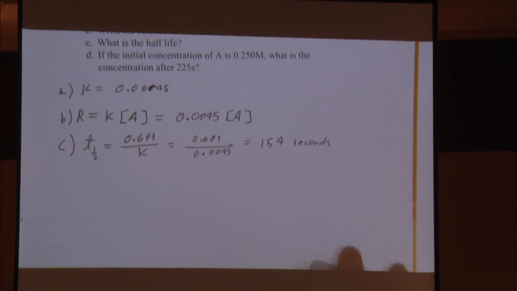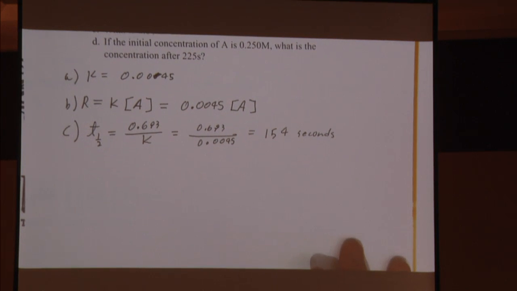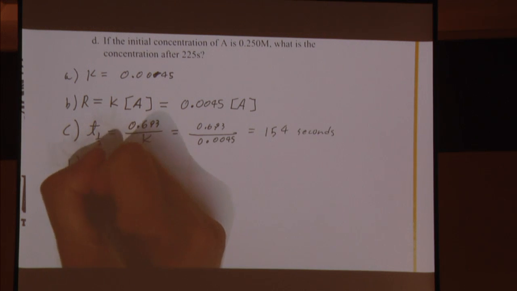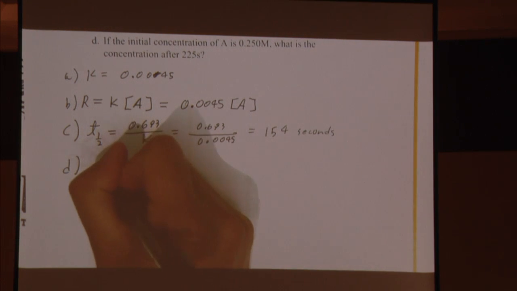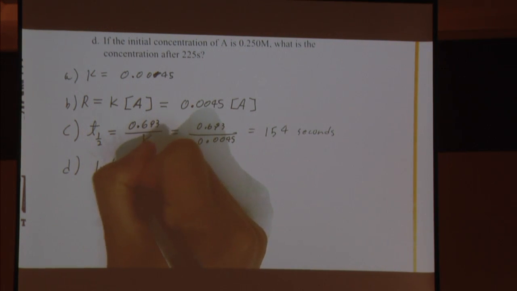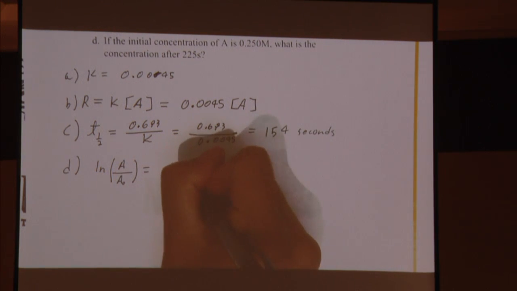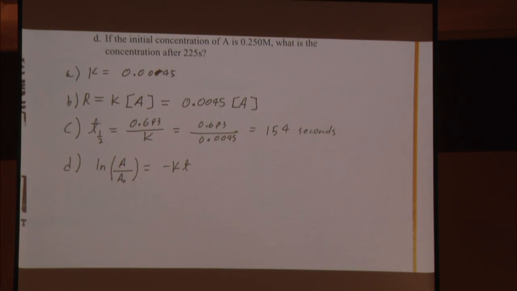And finally, we need to answer part D. If the initial concentration of A is 0.25 molarity, what is the concentration after 255 seconds? For this one, we need to use our integrated rate law. Our integrated rate law for the first order reaction is this.